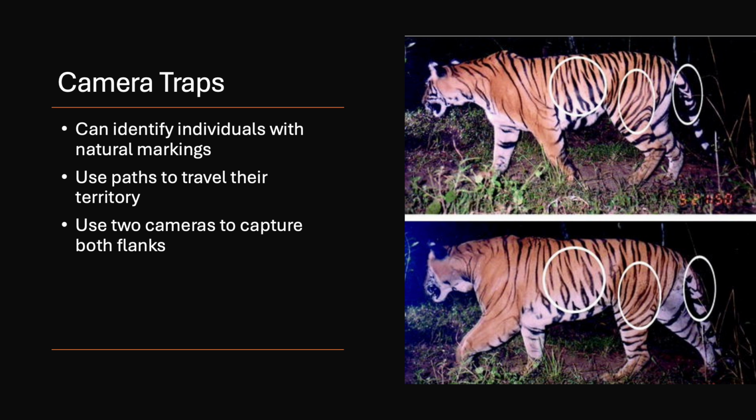The second method is camera traps. Now, these are great because you can identify individuals since tigers have natural markings, and they're predators, so they use paths to travel their territory. Now, you could go find these paths by looking for other passive markings like tracks or scat, and then use those paths as a place to put your camera so you get more identifications. And you would want to set up 2 cameras on either side of the path to capture both flanks of the tiger. And then after a certain number of identifications, or after a certain period of time, you could use all these pictures to get a population density estimate by how many times that you caught the same individual.